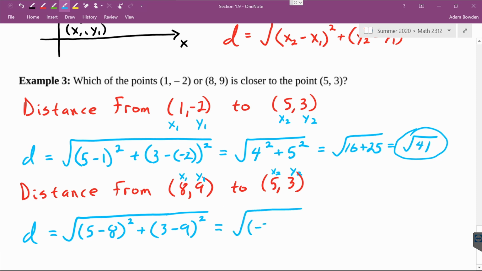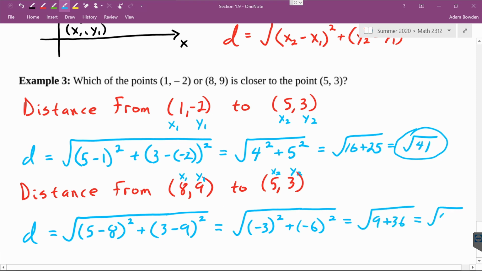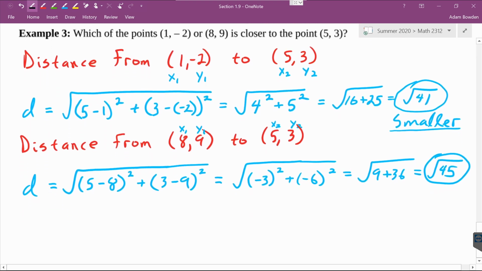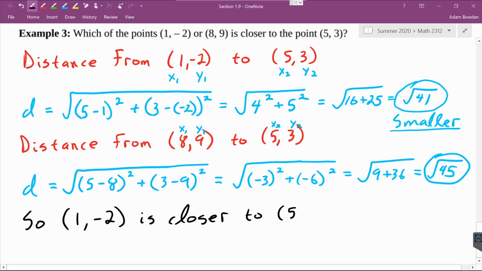So this would look something like negative 3 squared plus negative 6 squared. And that would turn into 9 plus 36. And so square root 45. And so now we can tell which one is bigger and which one is smaller. The square root of 41 would be the smaller of the two, and therefore has the shortest distance away from that point. So we can say that the point 1, negative 2 is closer to the point 5, 3.